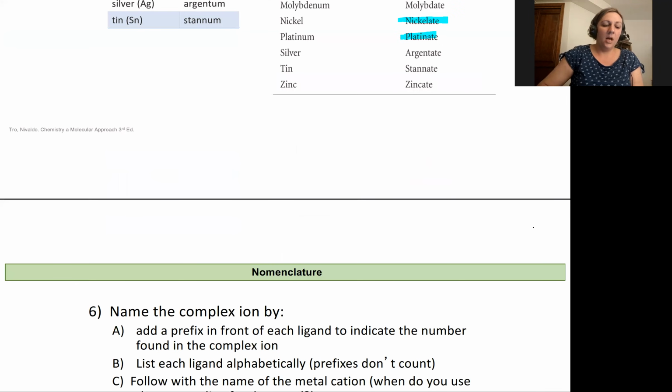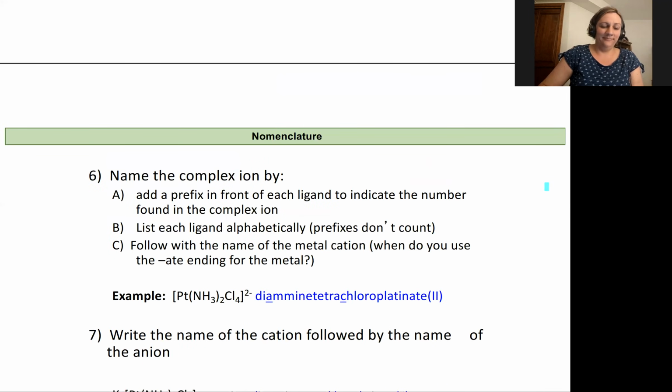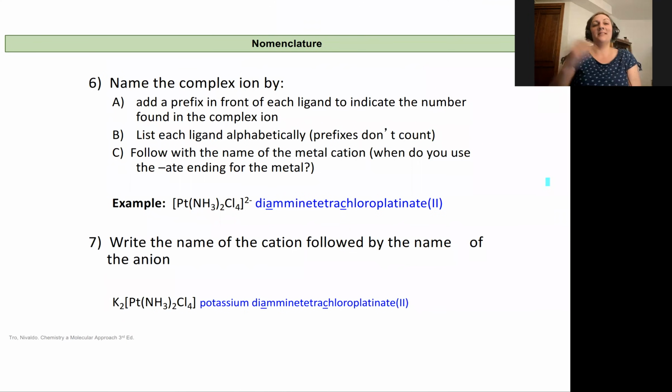Okay, so now we have to put this all together. To put this all together, we're always going to follow some of our basic rules. We put the cation first and the anion second. So that's key in this. The cation will always come first, no matter what it is, if it's the complex ion or if it's the counter ion.